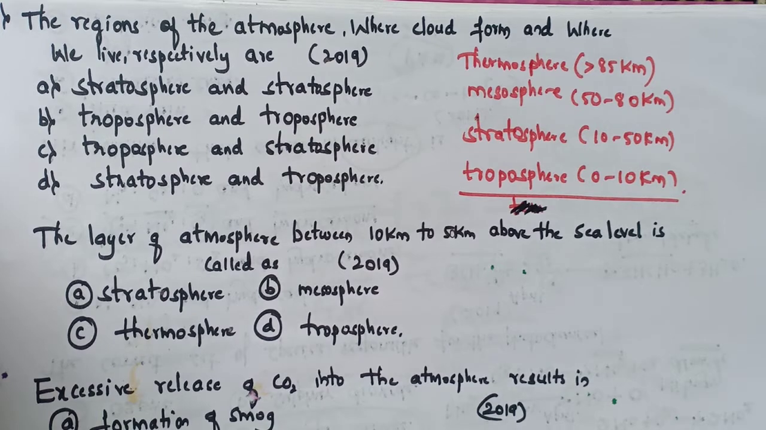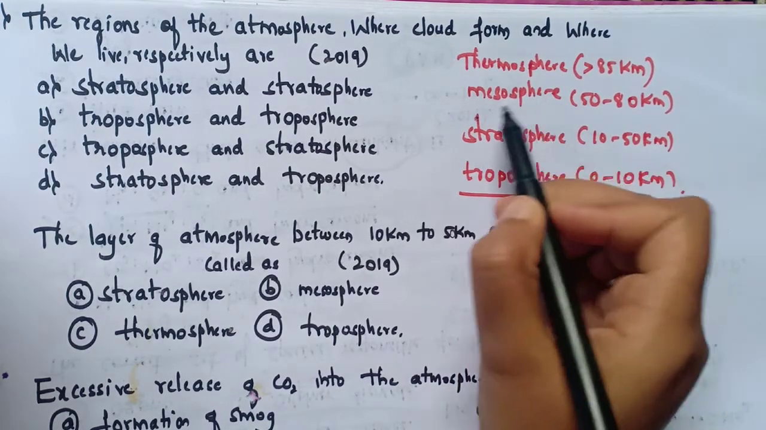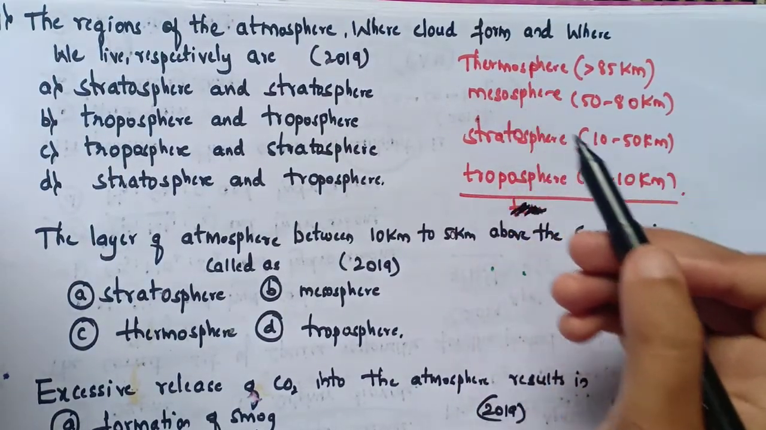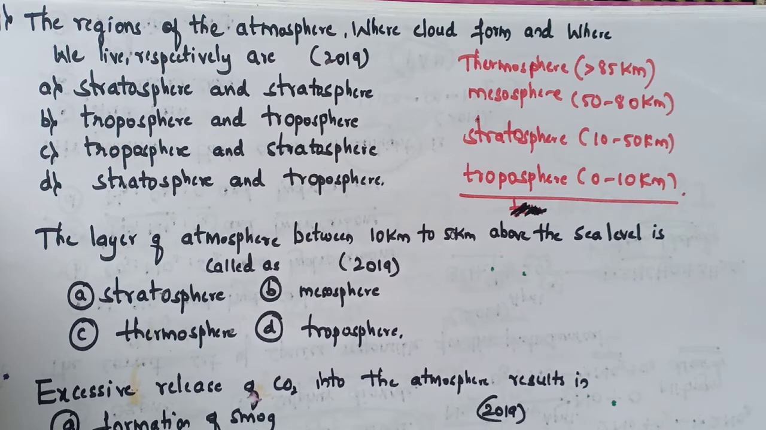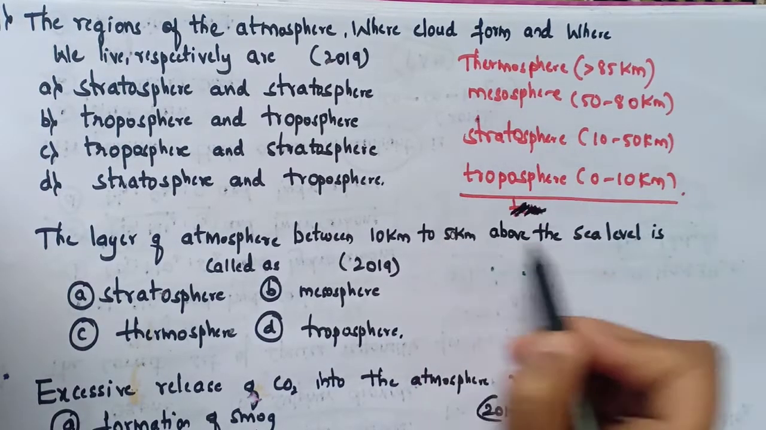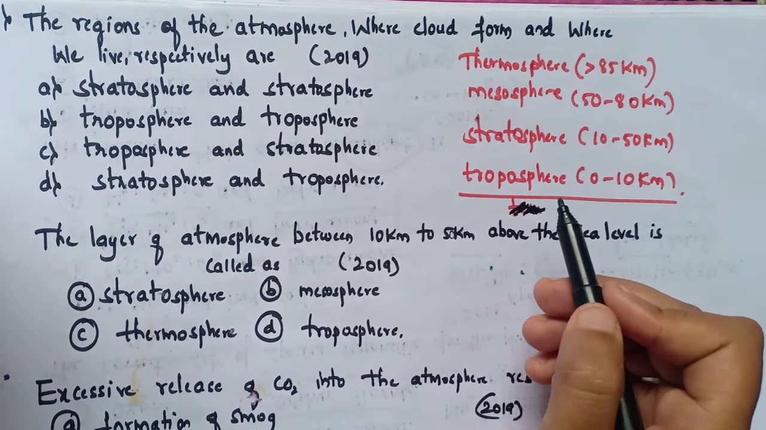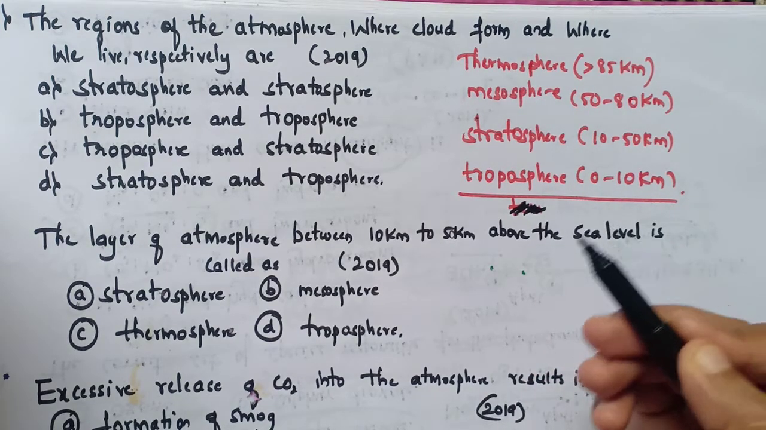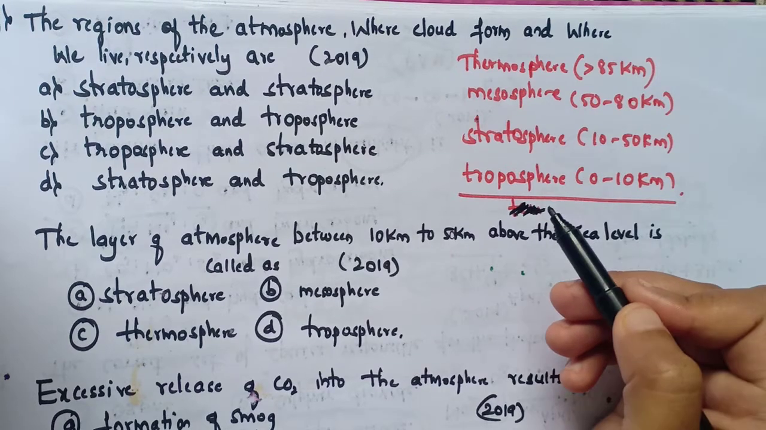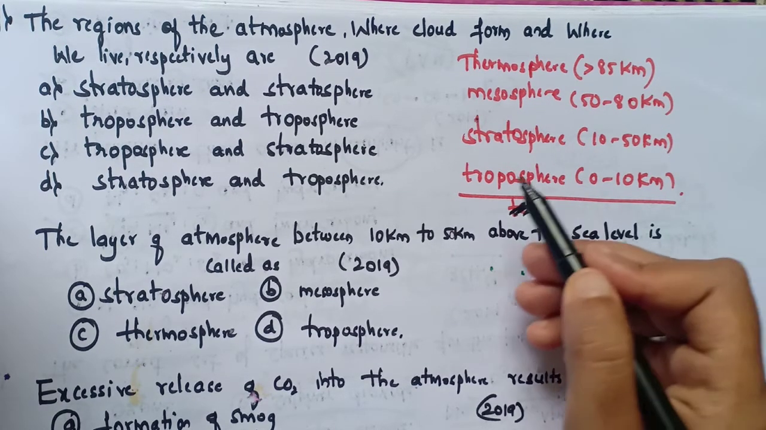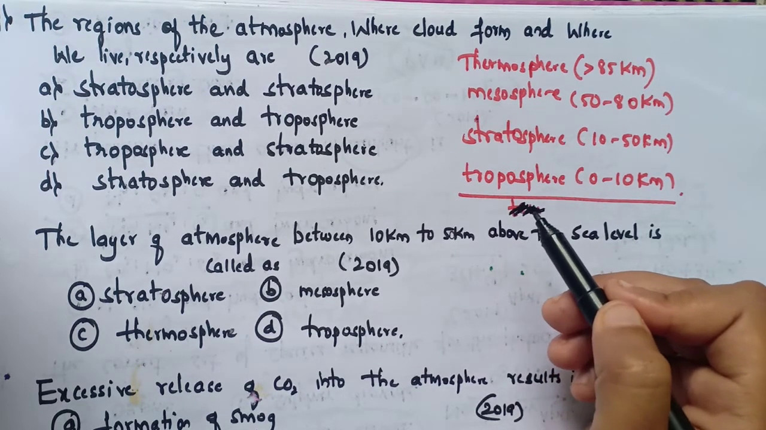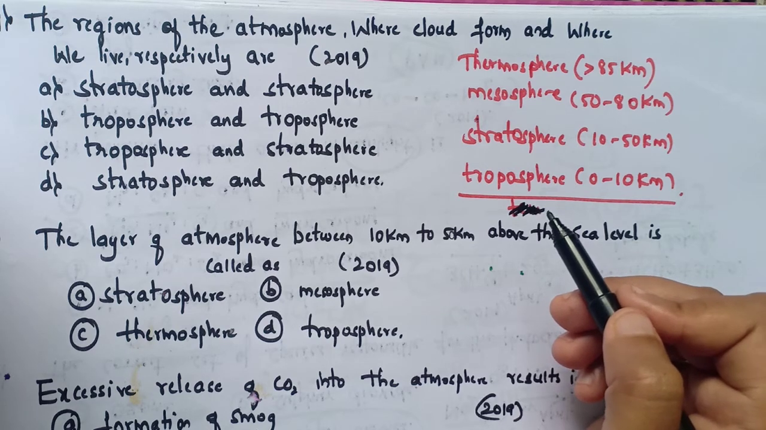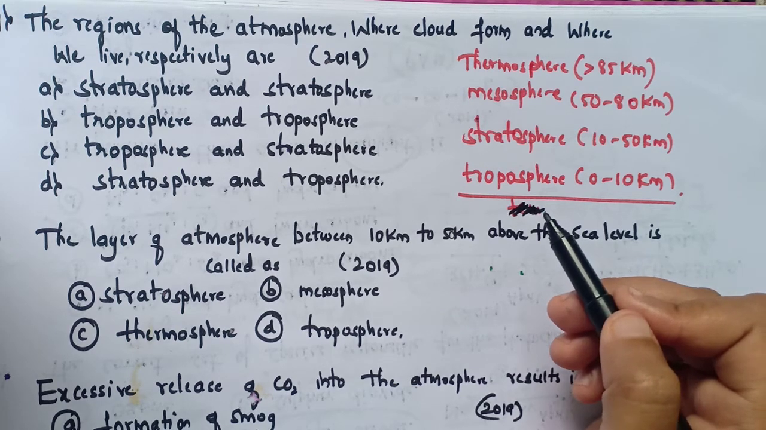So the atmosphere is divided into layers according to the major changes in temperature. First comes the troposphere, then the stratosphere, then the mesosphere and then the thermosphere. The lowest region of the atmosphere is the troposphere. It extends up to a height of 10 kilometers from sea level. So we live in this tropospheric region. Why? Because it contains air, water vapor and dust which can form clouds with the help of strong air movement.